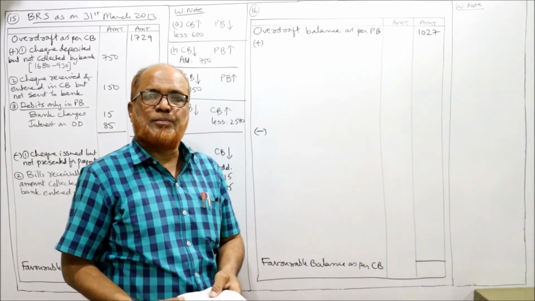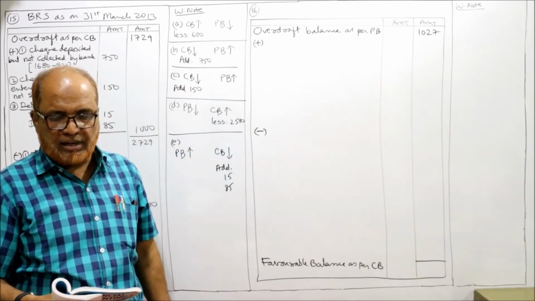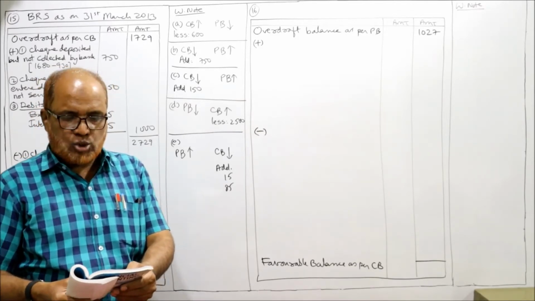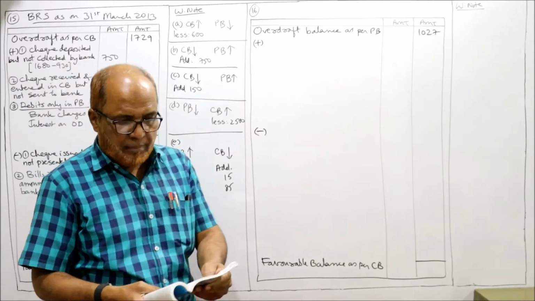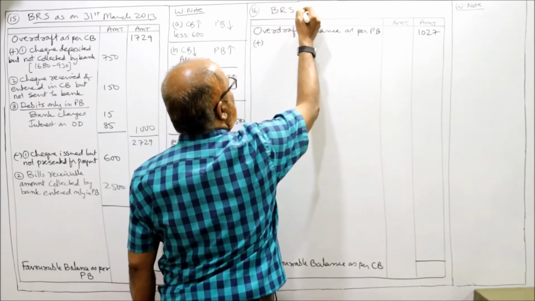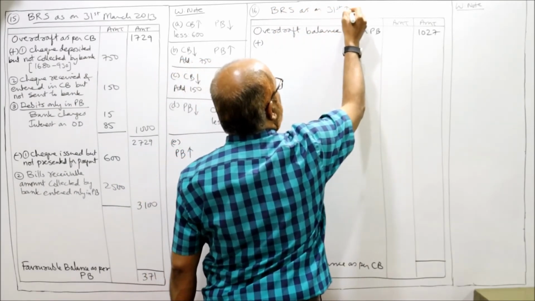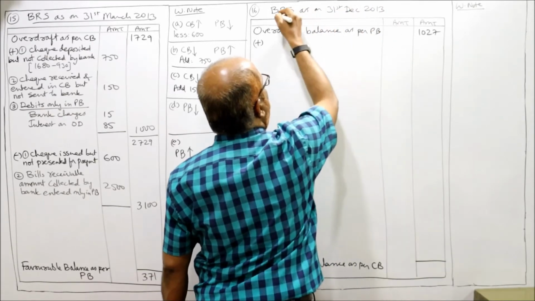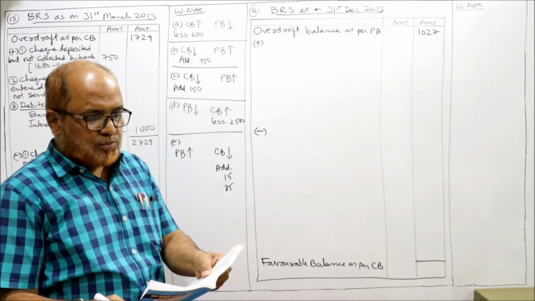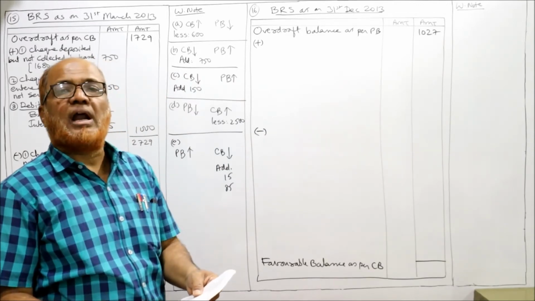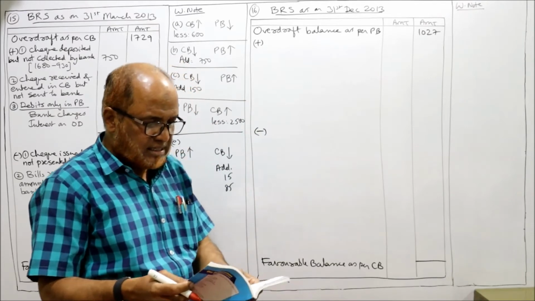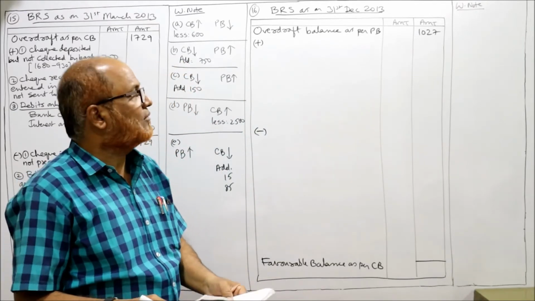Now, see the 16th problem. From the following particulars taken on 31st December 2013, you are required to prepare a BRS to reconcile the bank balance shown in the cash book with that shown in the passbook. So we are making BRS as on 31st December 2013. Right? So here, first item. Balance as per passbook on 31st December 2013, overdraft 1027, overdraft balance. The overdraft balance as per passbook, this is given in the problem as the starting point we have taken.